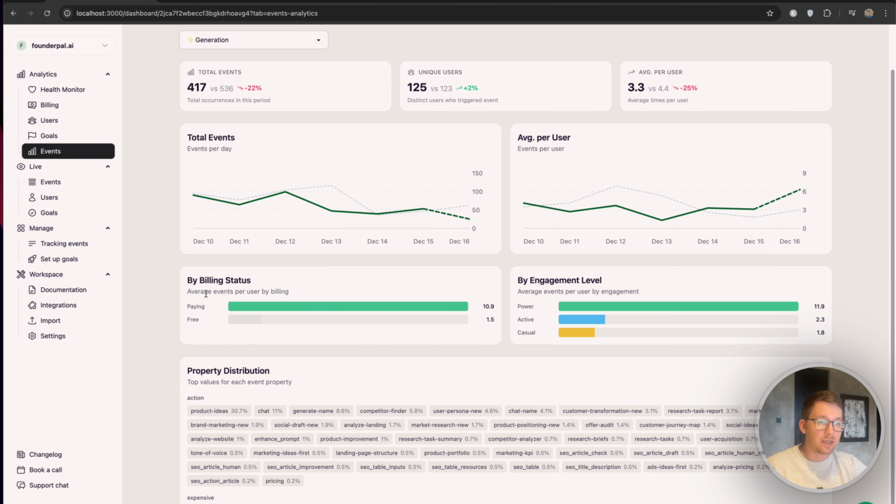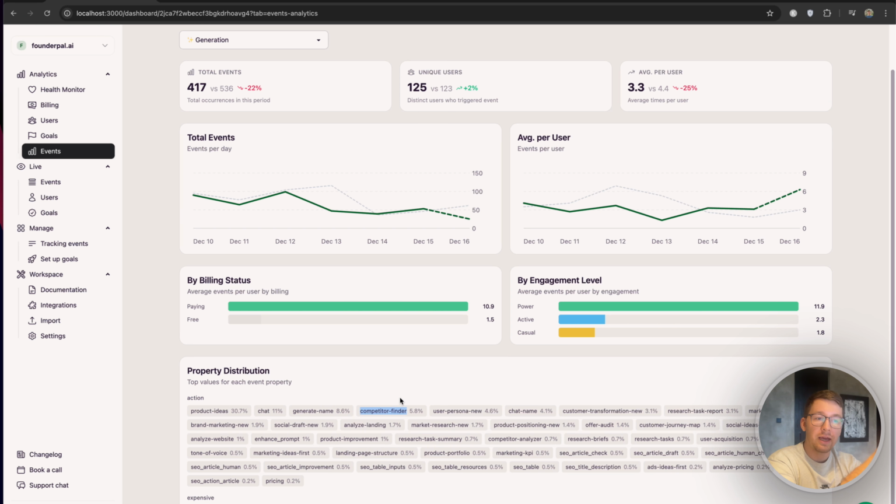And I also have this nice property distribution. A lot of people will have the key insights in the properties of the events. For example, they have account connected, and in the property they will have what social media was connected. So I want to give very simple and easy to get insights from the data in the properties. And here, for example, I can tell that the most popular feature in FounderPal is chat. So basically, when you talk to the AI assistant, which is kind of an internal add-on. And the next one is competitor finder.